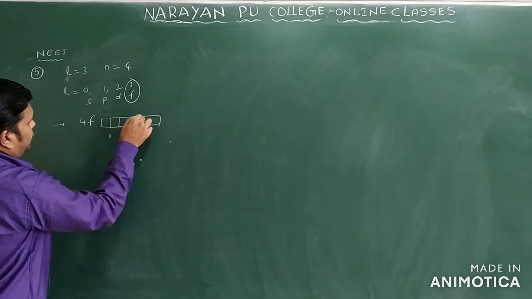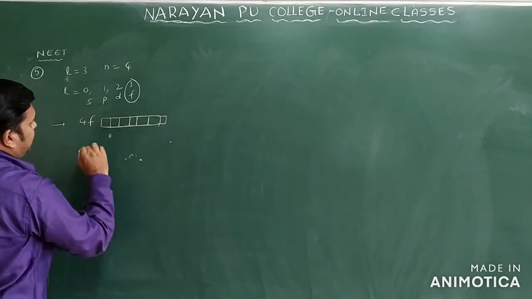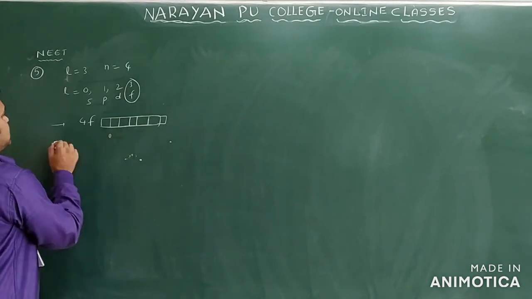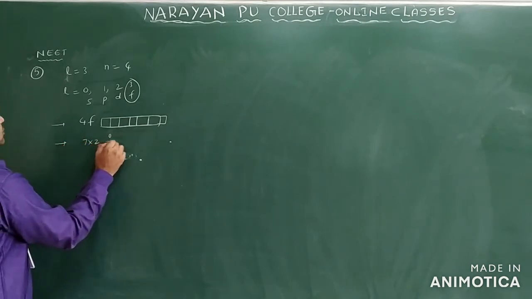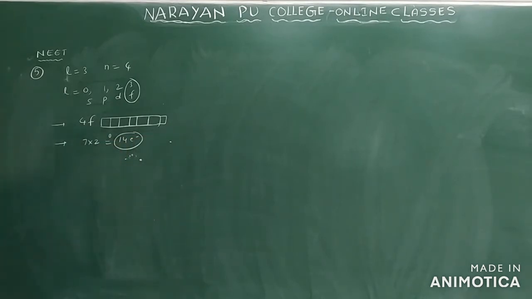1, 2, 3, 4, 5, 6, and this is 7. 7 orbitals are there. So 7 orbitals means what? 7 into 2, that is how many electrons? 14 electrons. So what answer will we take? We will take option 3 for this question only.